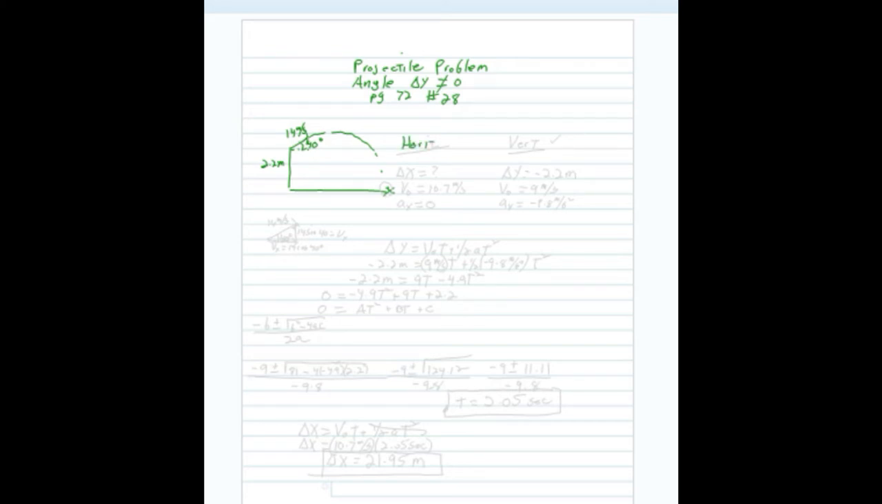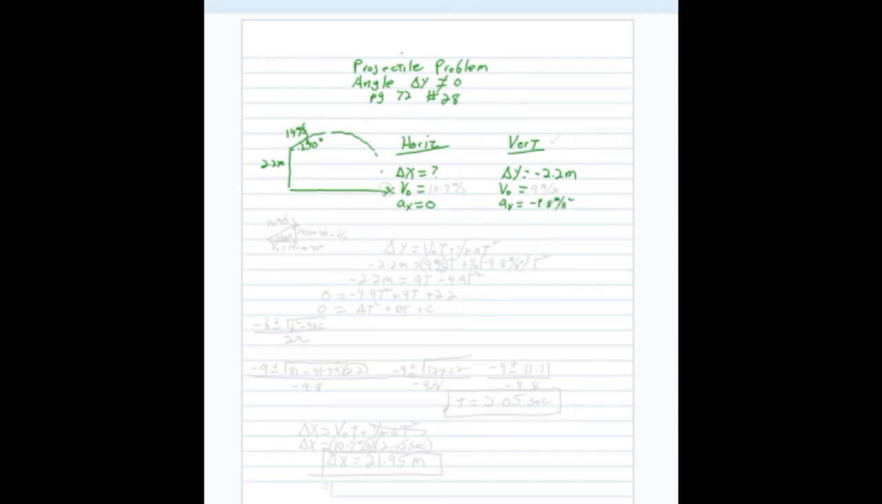Regardless, we're still going to start out the same way. Set up your horizontal and vertical. Delta x is what we're trying to find. V0, we don't know yet, but we'll find it. a_x is 0, as we know. Delta y is negative 2.2 meters here because it ends up lower than it started. V0, not known yet. a_y, negative 9.8 meters per second squared.